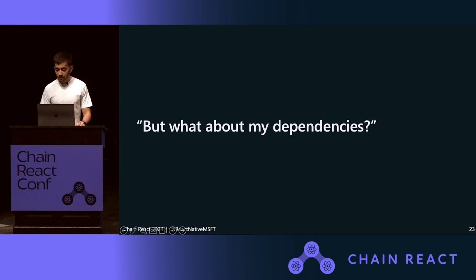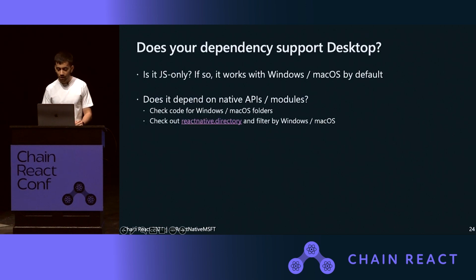But what about your dependencies? Now, most of you use community modules in your application, right? There are many popular community modules in use today, for example, Reanimated, React Native WebView, and so on. And many of these modules use native APIs as well. So when you're adding a new desktop platform, you do need to check whether your dependencies have support for the desktop platform. How can you find that out?